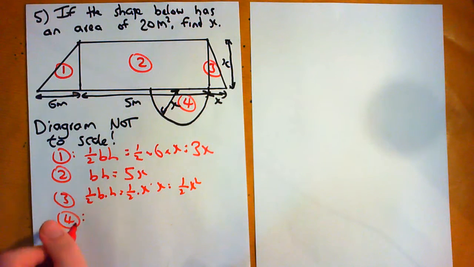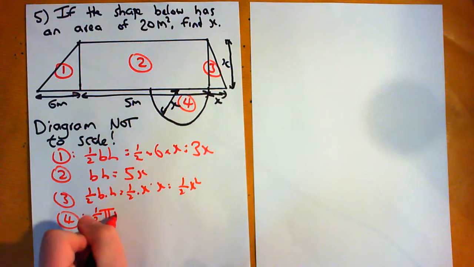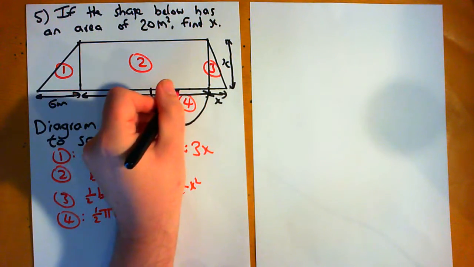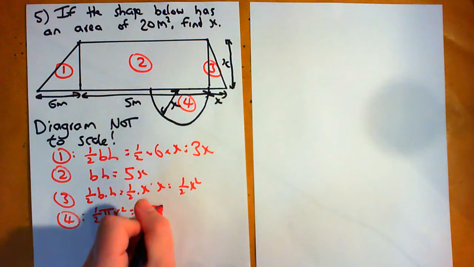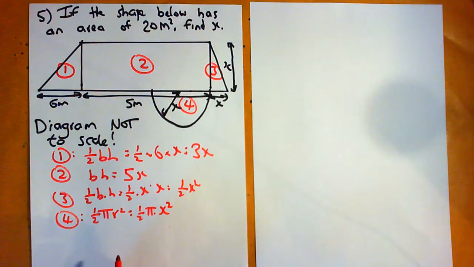And for shape 4, we have a half circle, which is half times pi r squared, which is half times pi times the radius, which is from what would be the centre of the circle to the outside, is x. So that's got an area of 1/2 pi x squared.